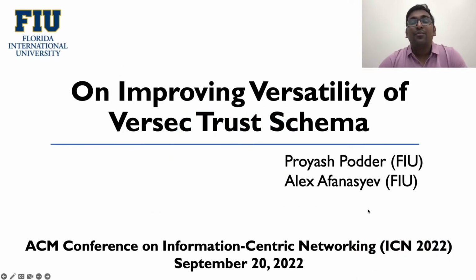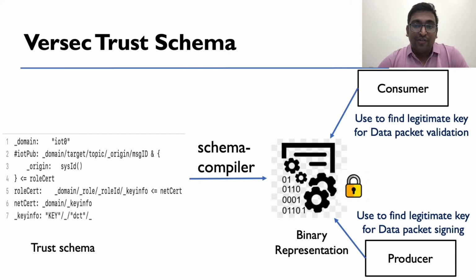Hello everyone, I am Prayash Porter and today I will be presenting our work on improving versatility of VERSIC trust schema. VERSIC is the promising next step to establish the trust relationships among different entities and automate the overall signing and validation process in a very user-friendly way. In VERSIC, the trust relations are described using a declarative language which is later compiled to a complex binary format, and consumers and producers use the signed binary format to sign and validate data packets.